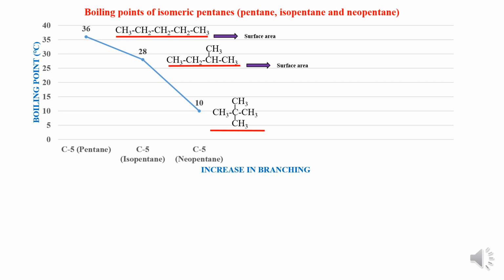Now, there is a decrease in the surface area with increase in branching. So, the surface area offered by isopentane is less as compared to the surface area offered by pentane. So, the branched alkane with the lowest surface area is neopentane. So, neopentane is a short chain branched alkane. It is a compact molecule with lesser surface area.